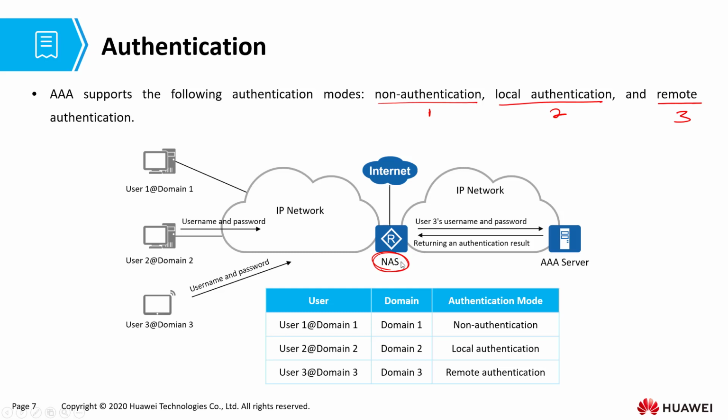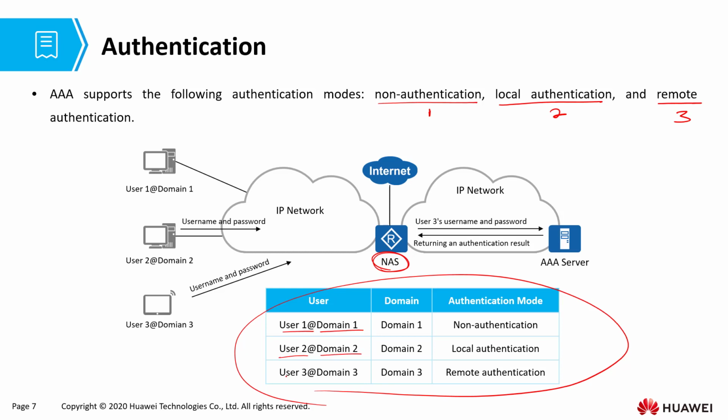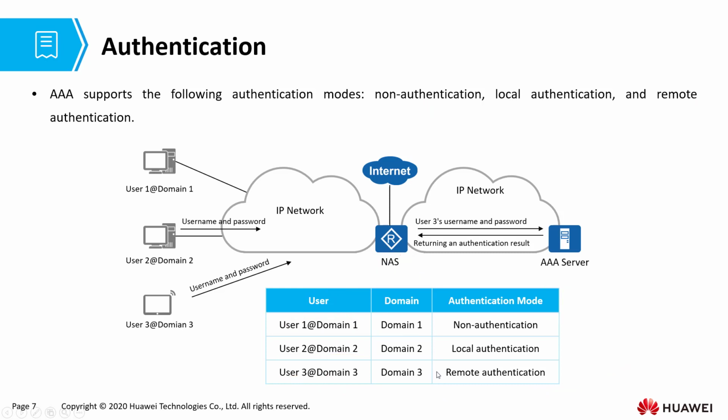stored on the network access server. In this case, on this router, we shall have this user information: we have user 1 who is in domain 1, we have user 2 who is in domain 2, we have user 3 who is user 1 at domain 1, and his authentication mode is non-authentication. We shall have a table that shows the users we have and their domains. So when a user tries to access the system, this table is going to be on the network access server. That's why we call it local authentication.